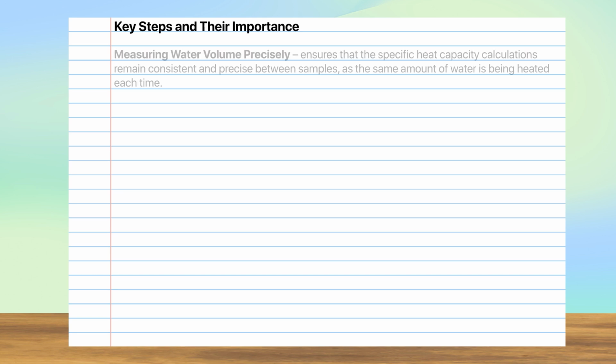The final step that remains is to assess elements of the practical experiment overall. Firstly, let's consider some of the key steps of the practical and their importance. For instance, we measured water volume precisely to ensure that the specific heat capacity calculations remain consistent and precise between samples, as the same amount of water is being heated each time.